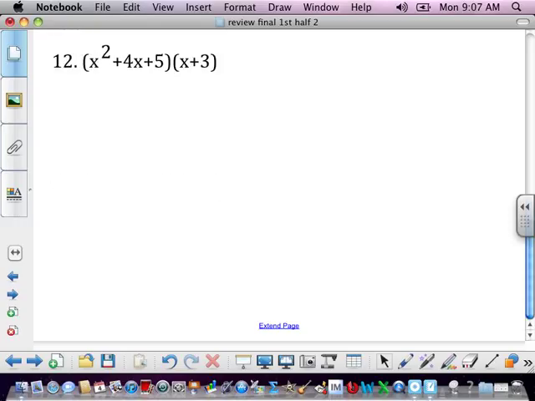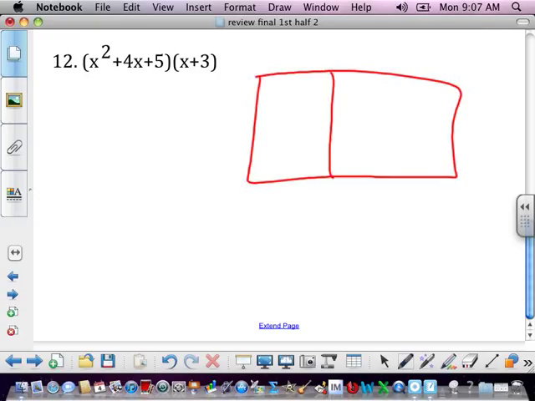We're going to do the same thing for number 12. The only difference is we're going to make the box a little bit bigger. That top one has 3 terms, so I'm going to have 3 by 2. So I've got x and 3, please don't talk while I'm talking through, on one side. And I'm going to have x squared, 4x, and 5 on the other.